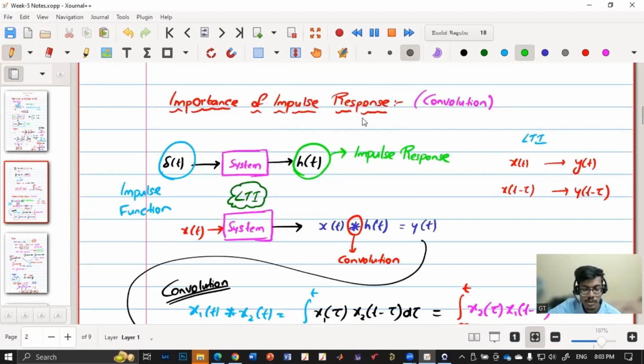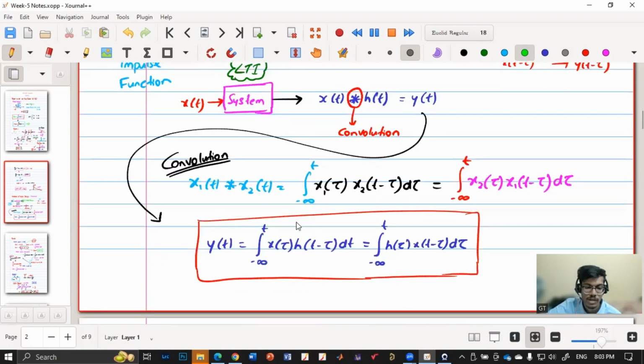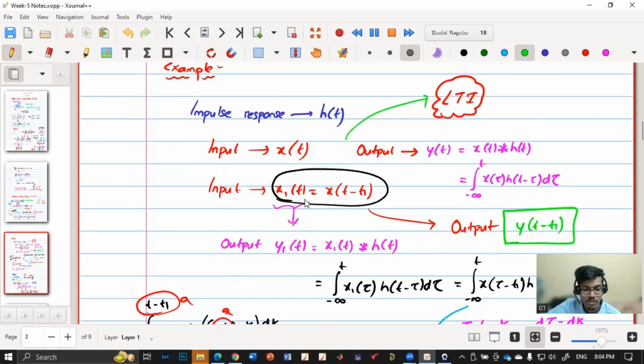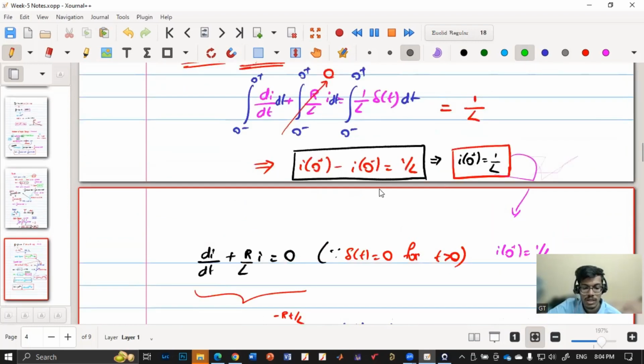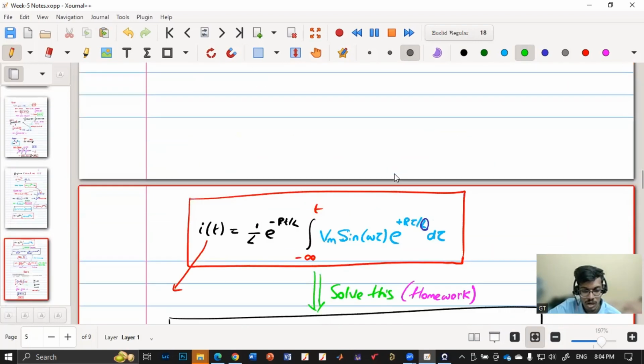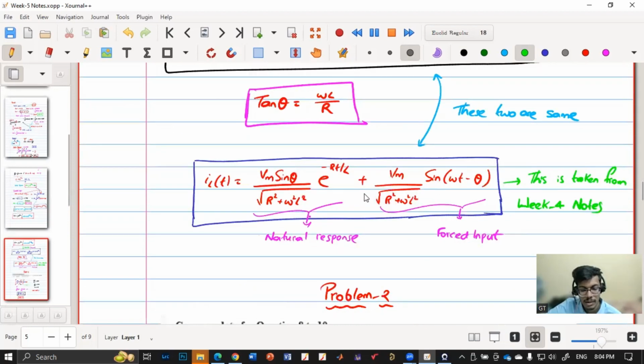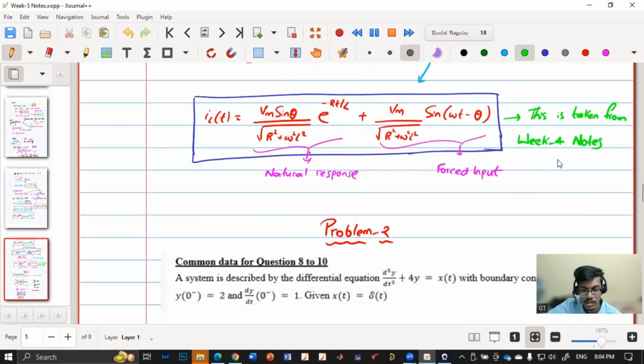Then the importance of the impulse response is we can apply the convolution theorem. We have discussed the convolution theorem. Then using one example, a series RL circuit, first we found the impulse response. Then for sine input, we found using the convolution theorem what the output is, which exactly matches the one we obtained last week.